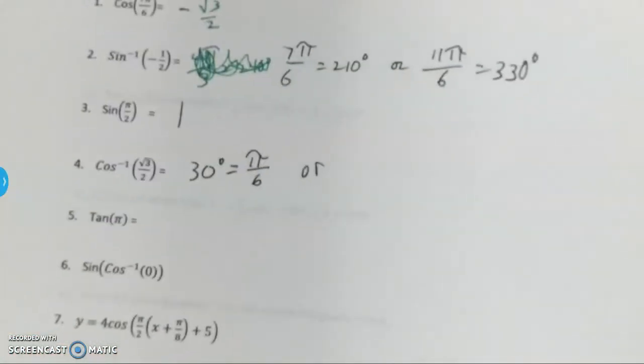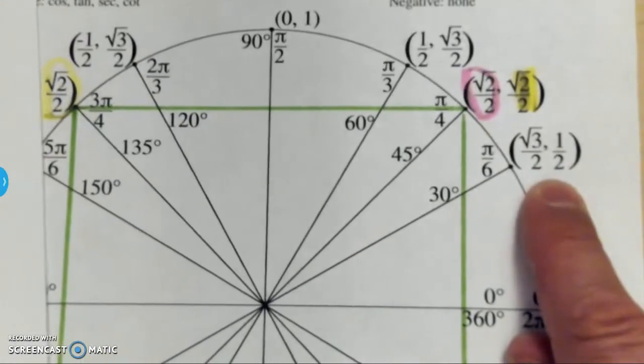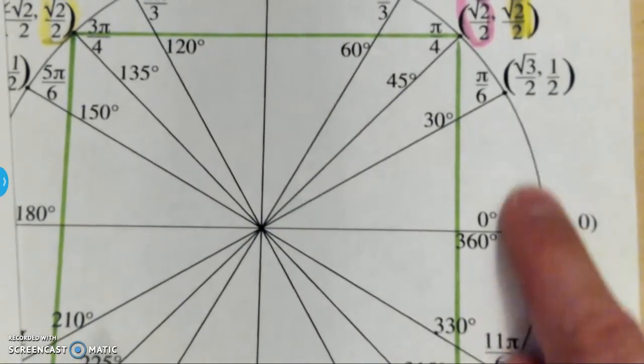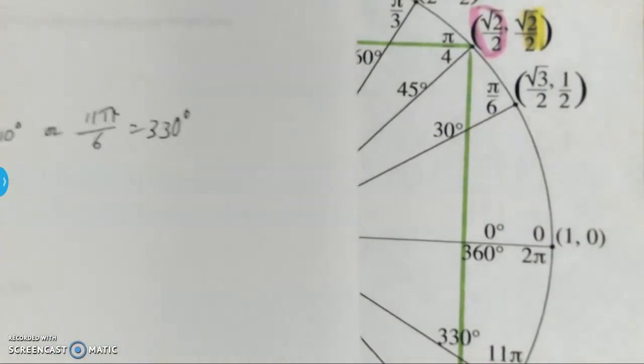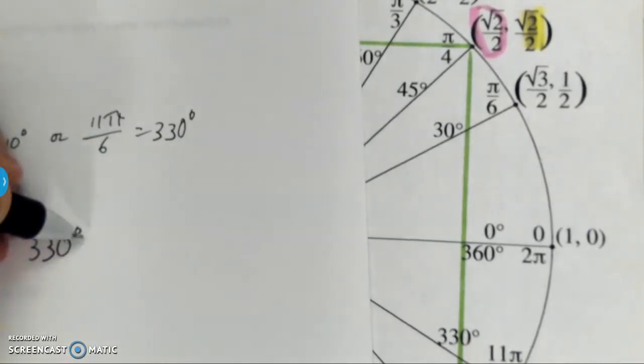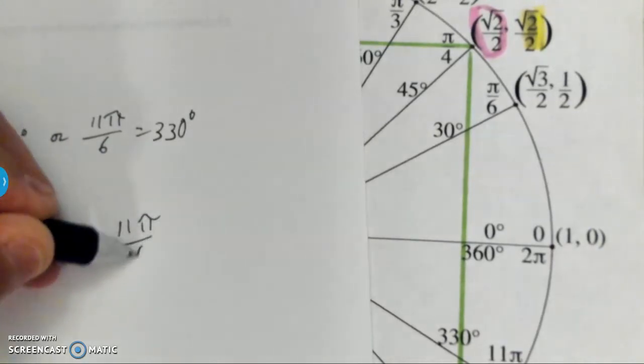Now, that's not the only place where you have an x coordinate that's a positive radical 3 over 2. If we went straight down there at 330 degrees, we have a positive radical 3 over 2, and that's 11 pi over 6.